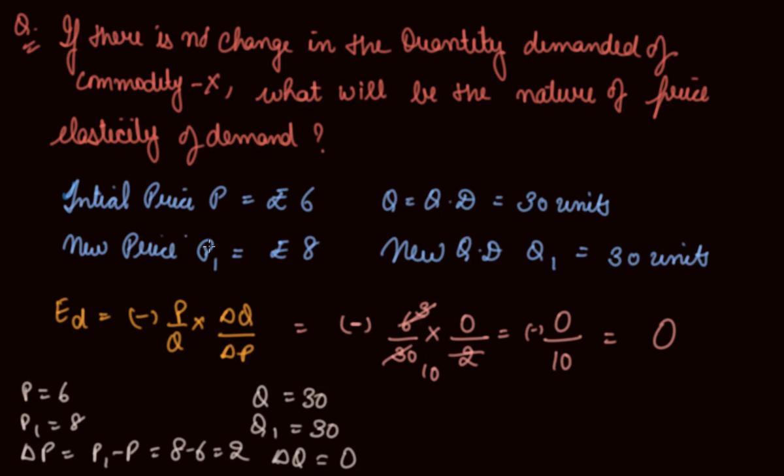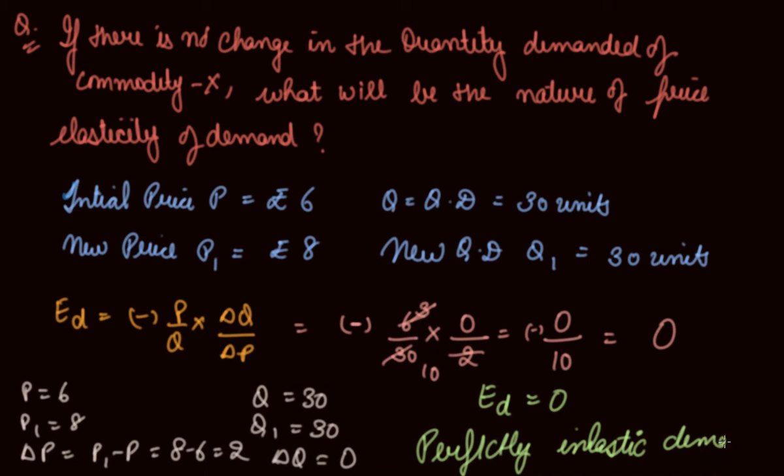If your elasticity of demand is equal to 0, which means the demand is perfectly inelastic demand, right? You have to explain that the demand will be perfectly inelastic by solving this hypothetical example, and you have proved that the elasticity of demand is 0, which is perfectly inelastic.